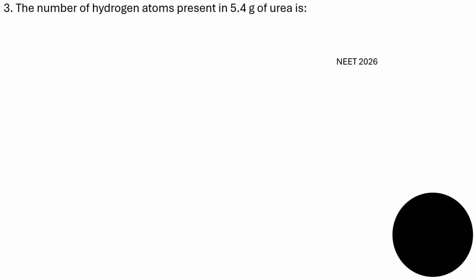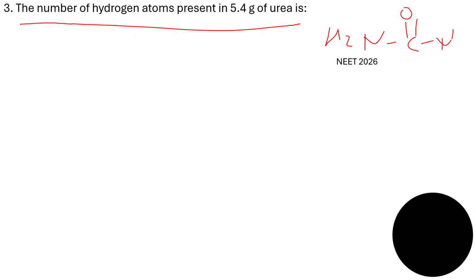The number of hydrogen atoms present in 5.4 gram of urea. What is urea? Urea is NH2, C double bond O, NH2. There are 4 hydrogens. 1 mole of urea contains 4 hydrogen atoms. Only 1 mole of urea contains 4 hydrogen atoms. They are asking 5.4 gram of urea. We need to convert gram into mole. This is our first aim.